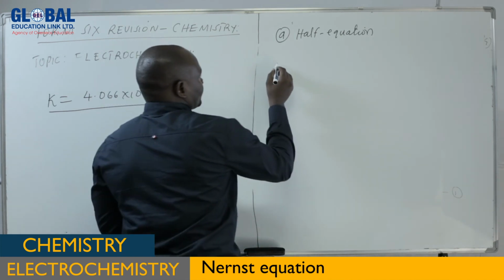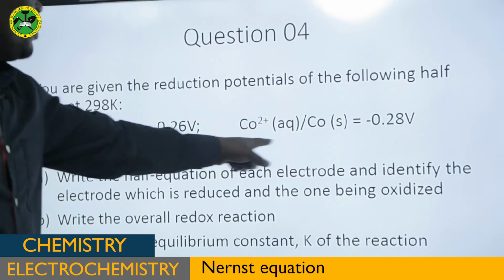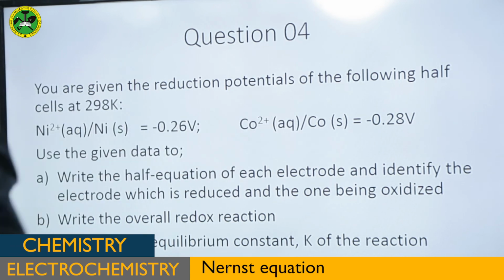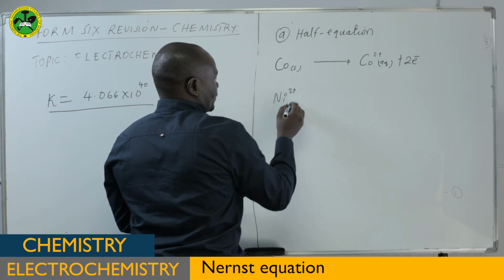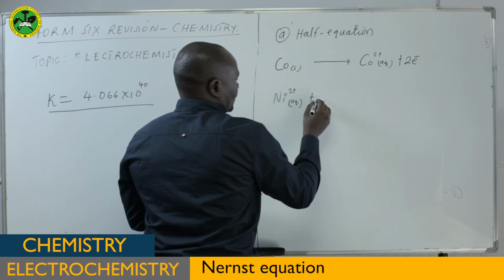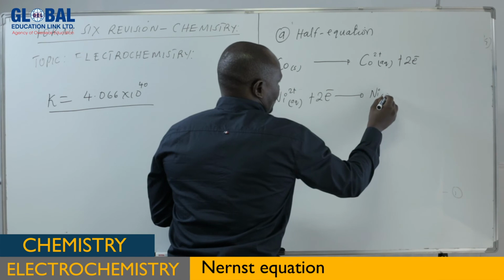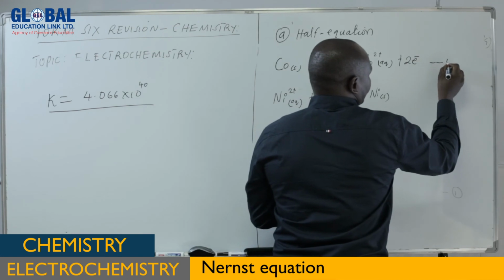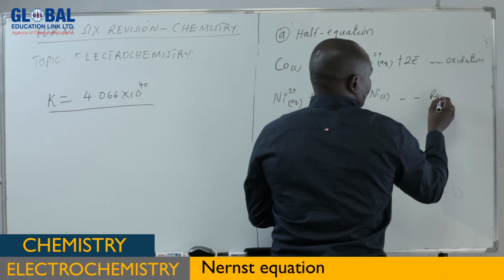So cobalt undergoes oxidation into cobalt 2 ions, plus 2 electrons. So nickel is the one that undergoes reduction. So these are the two half equations showing oxidation, so this is oxidation and this is reduction.